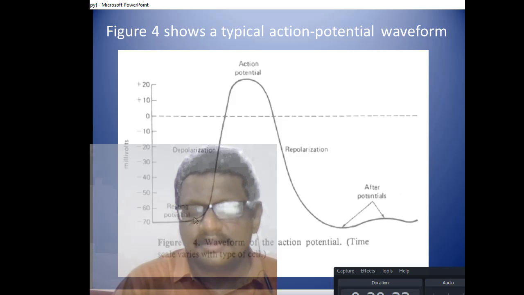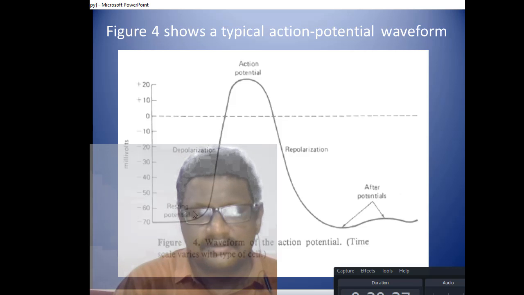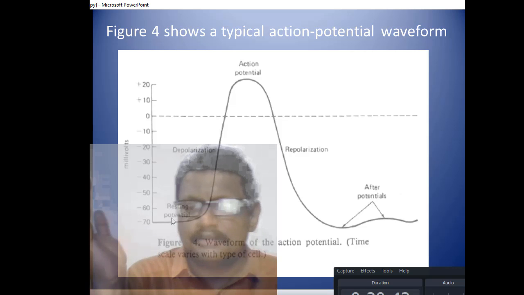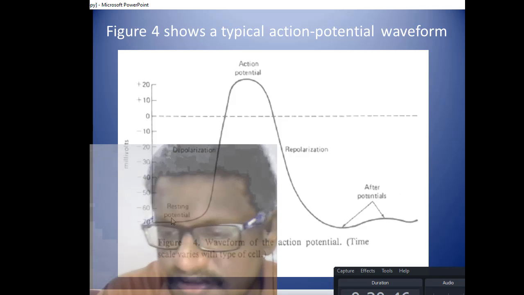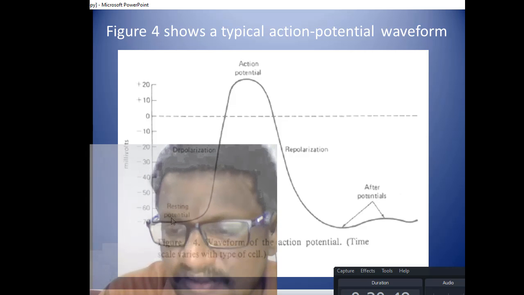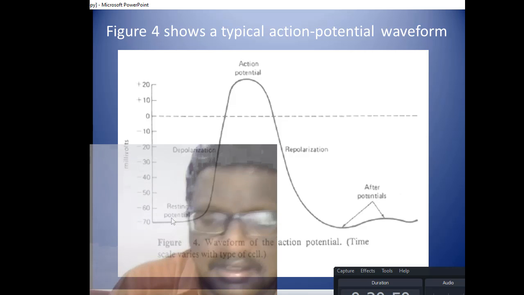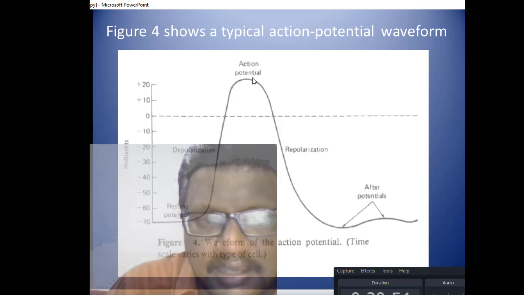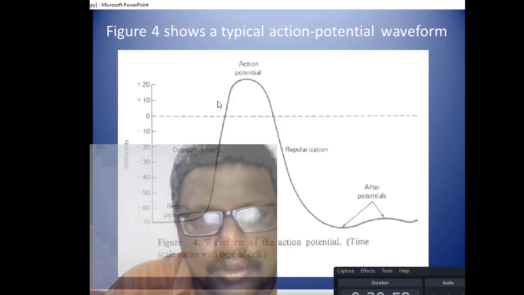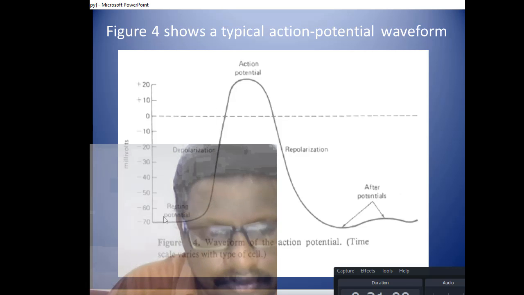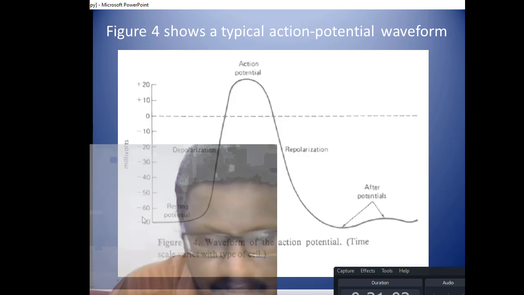When the cell is in the resting state, the cell is negative inside. This is called the resting state or resting potential. Then some disturbance comes to the cell, someone touches it or some form of excitation is there, and the cell goes from resting potential to action potential. There, the inside of the cell, which was previously negative, now becomes positive. So this is minus 70. I think you are able to read.